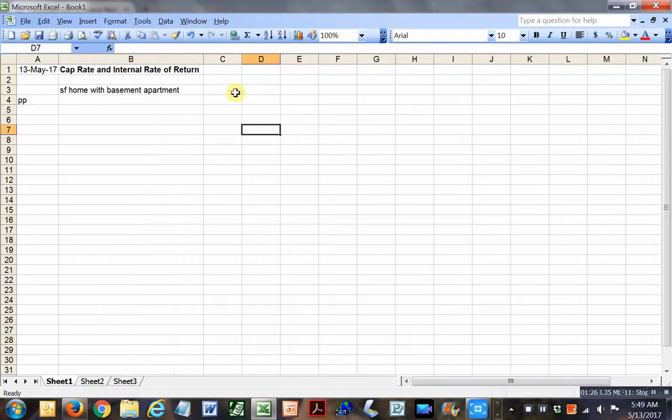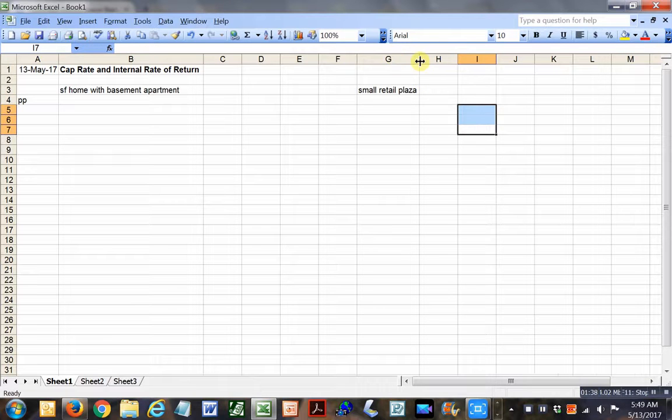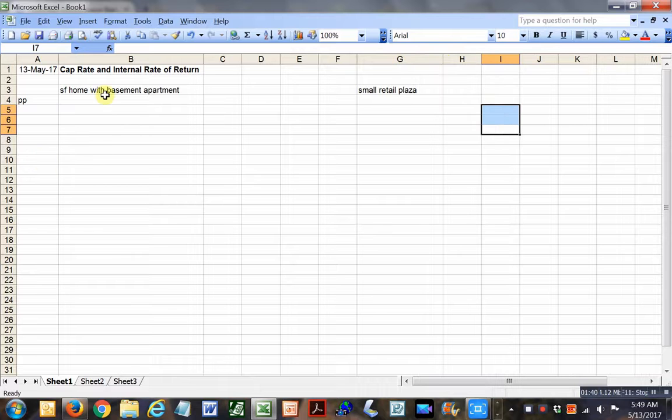At the same time, we're going to buy a small retail plaza, and we'll see if we can figure out how to do that as well. All right, so we've got these two. Maybe I could put this over. Yeah, that's fine. All right, I like to put another line in here, and I better save it too, right?